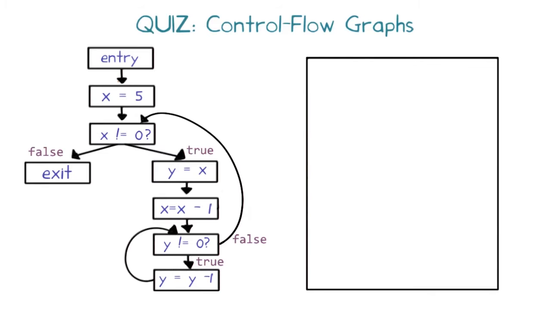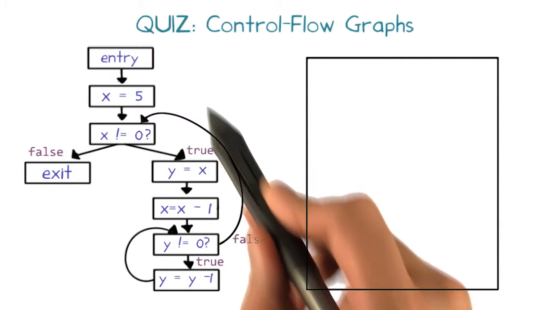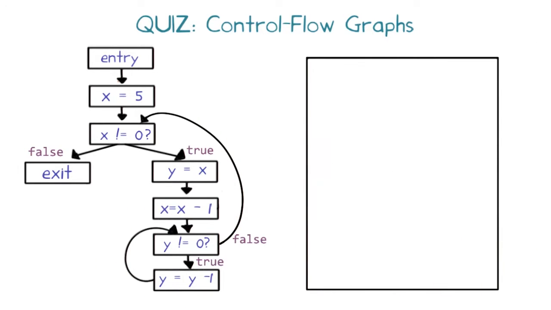Take a moment to convince yourself that this graph is indeed a control flow graph of this program. To check your understanding of control flow graphs, let's do an exercise converting a control flow graph into the program it came from. Here is a control flow graph. In the adjoining box, write the program corresponding to this control flow graph in the syntax of the while language. Click the Submit button to check your answer.